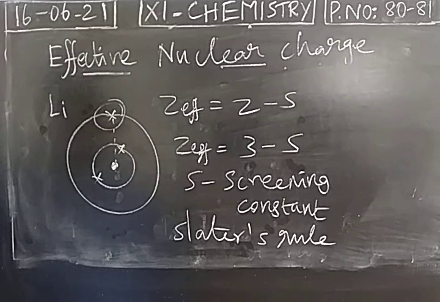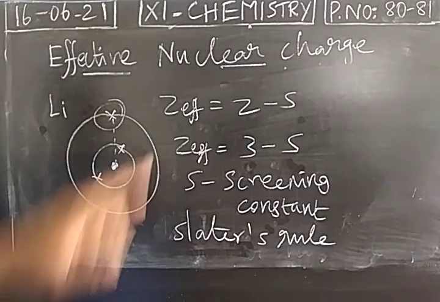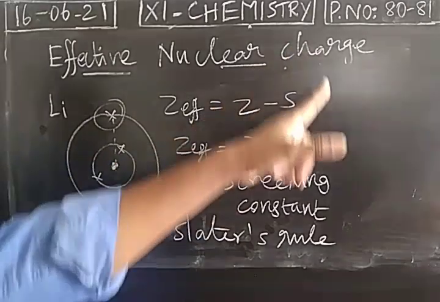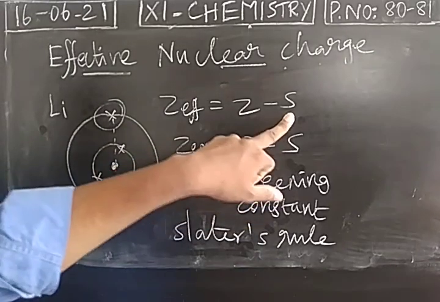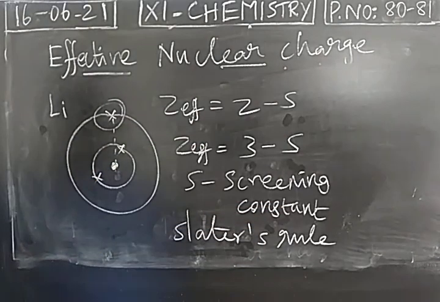So now you know what nuclear charge is. It's nothing but the number of protons or atomic number. Effective nuclear charge means we omit this shielding effect from the atomic number. We get the actual nuclear charge experienced by the valence electron. So shielding effect is removed as a screening constant. The value can be calculated using Slater's rule.